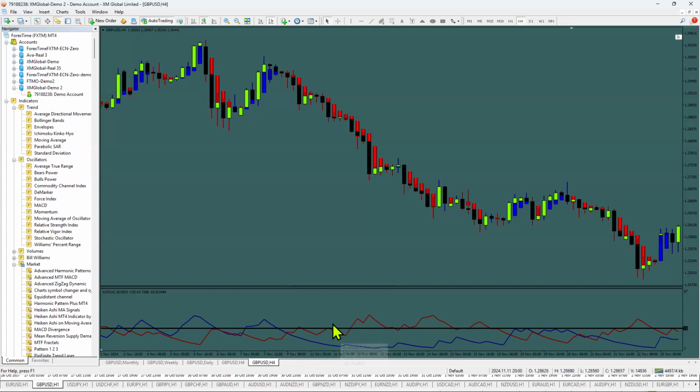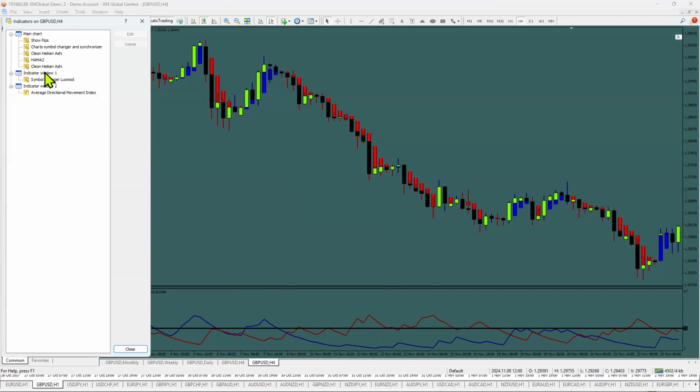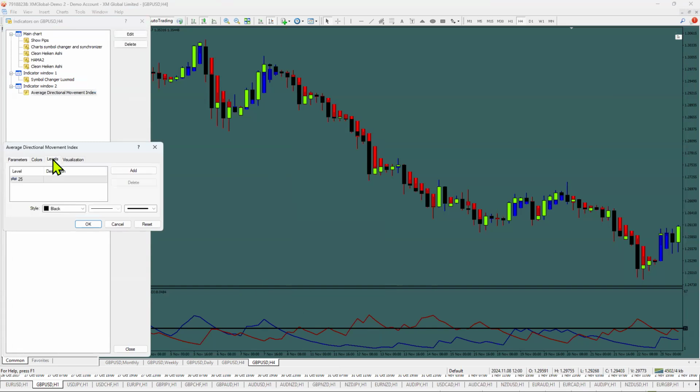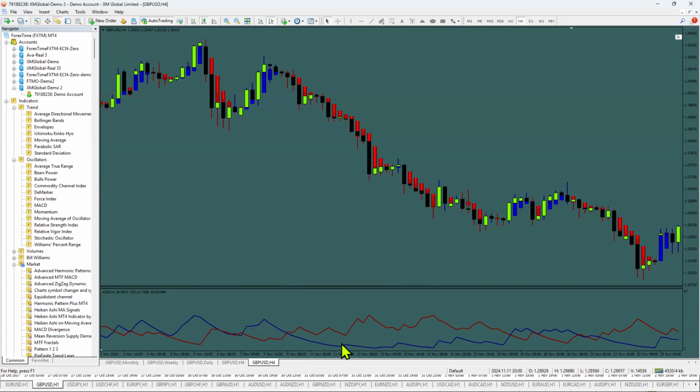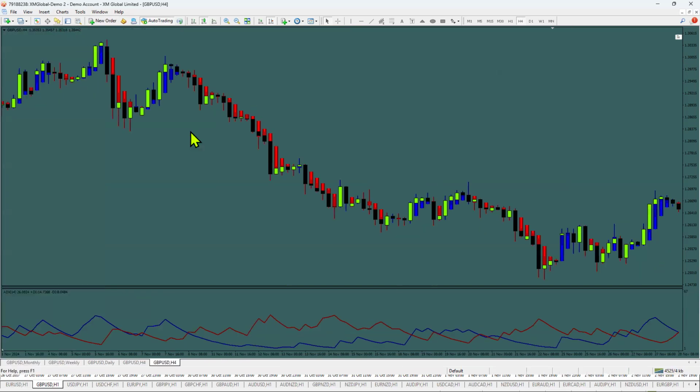And then you say you want to trade the crosses. If minus DI crosses above plus DI, this one you can even remove the mid level, because the mid level is not going to be doing any work for you. So you can come here and say level, just delete and say okay. So now I have only plus DI and minus DI on my chart. So every time minus DI crosses to the top, the market will be selling. Every time plus DI crosses to the top, the market will be buying.